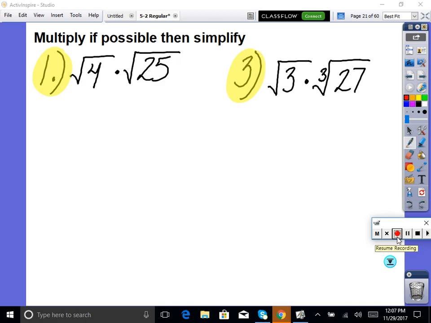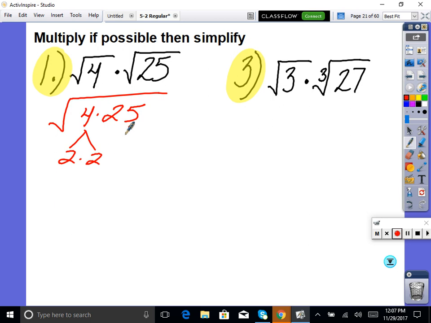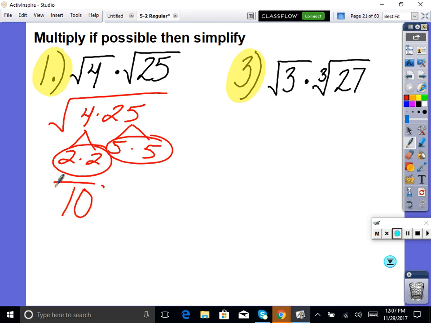Continuing. So on number 1, they're both square roots, so we can put them under the same square root. That's 4 times 25. Now, obviously, you could say that's 100, but let's just keep it apart just to keep our lives easier. Technically, it's easier to think of it as 100, right? Pull out a 5, pull out a 2, it's 10. Square root of 100 is 10, so it's making sense.